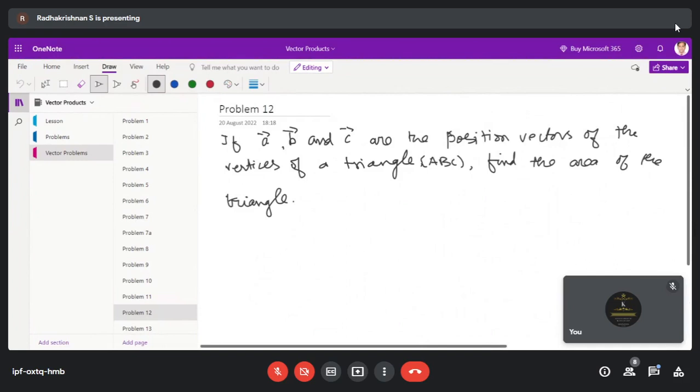Okay, now let's do this problem. If A, B and C are the position vectors of the vertices of a triangle, find the area of the triangle.